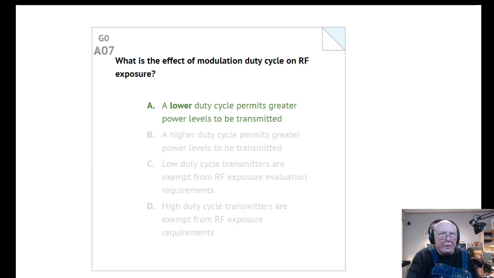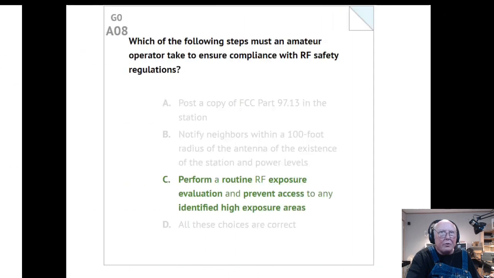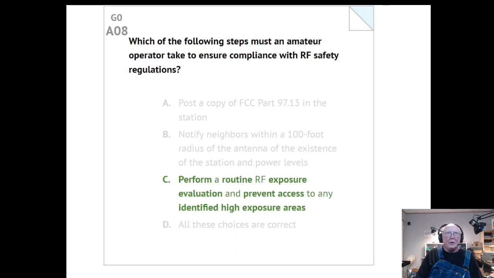Anyway, okay, next one. I should have shut down all those things, but I didn't. Which of the following steps must an amateur operator take to ensure compliance with RF safety regulations? This is A08. You can see it up in the left-hand corner if I forget to say it. I will redo this before I actually use it. All right. Which of the following steps must an amateur operator take to ensure compliance with RF safety regulations?